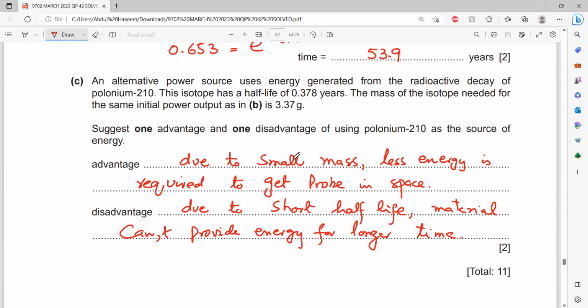Look, the advantage is due to small mass: less energy, less work is done to move it in space to the required position. So due to small mass, less energy is required to get the probe into space. And the disadvantage is that it has a very short half-life, so it runs down quickly, so it cannot provide energy for a longer period.